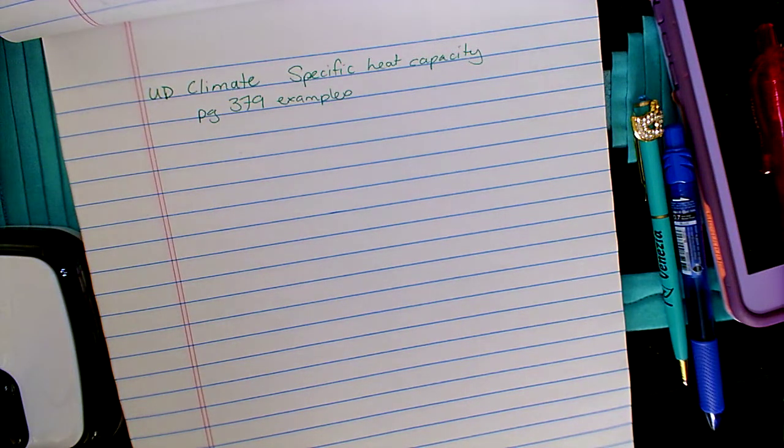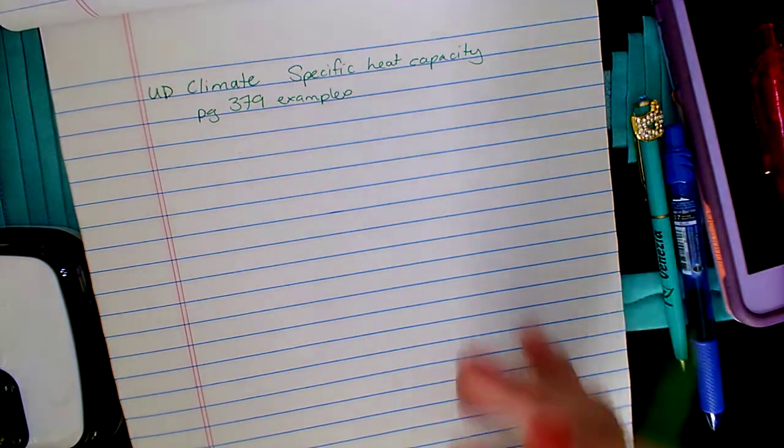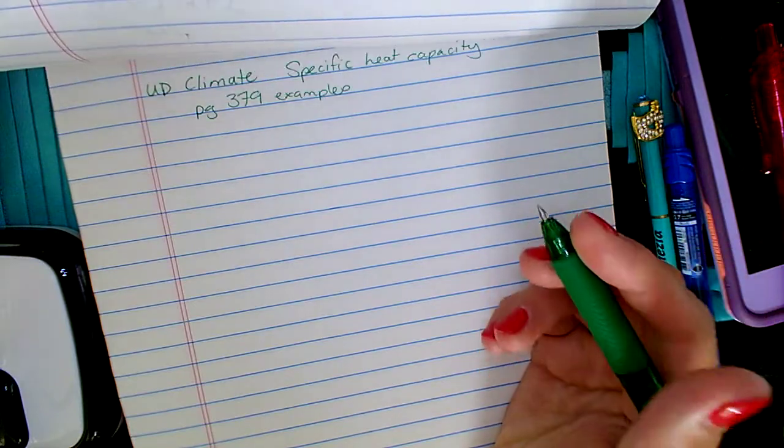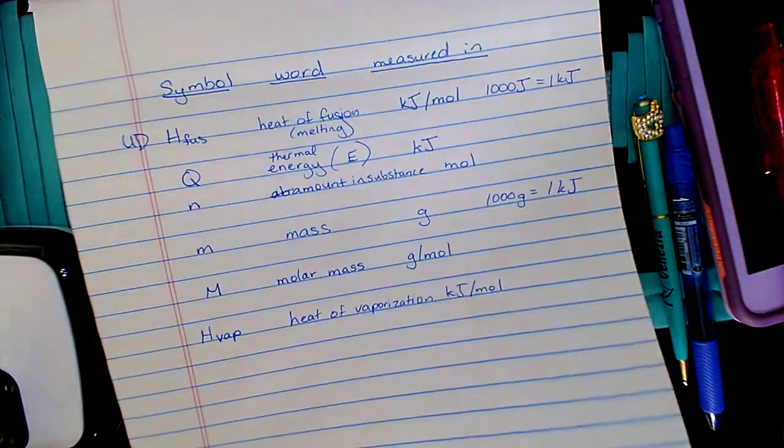So this video is for specific heat capacity, and we're going to use page 379 examples and walk through those to help us understand what to do. Okay, so first we need to add a few words to our symbol chart.